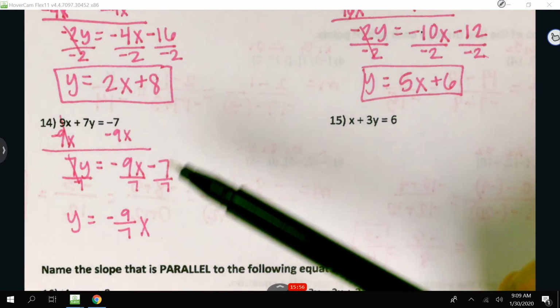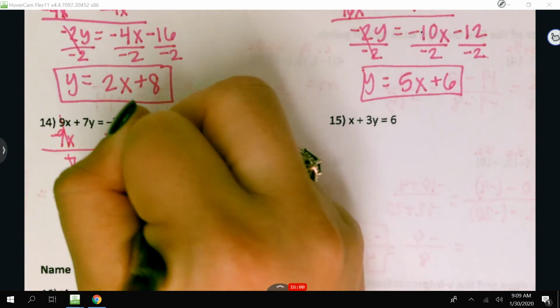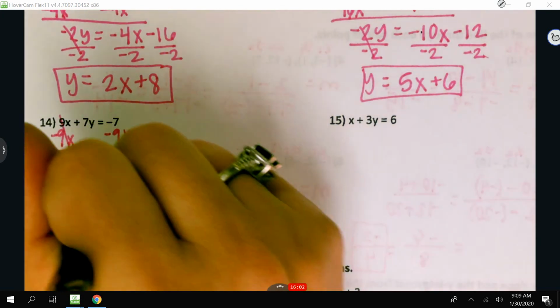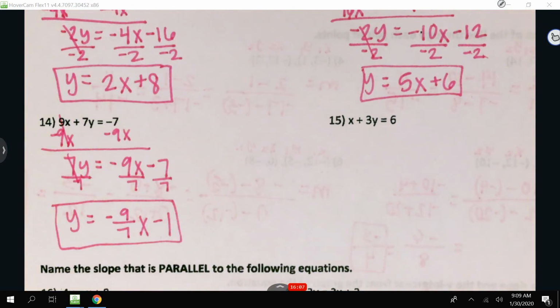Negative 7 divided by positive 7. What is that? Negative 1. So your equation is y equals negative 9 over 7x minus 1.